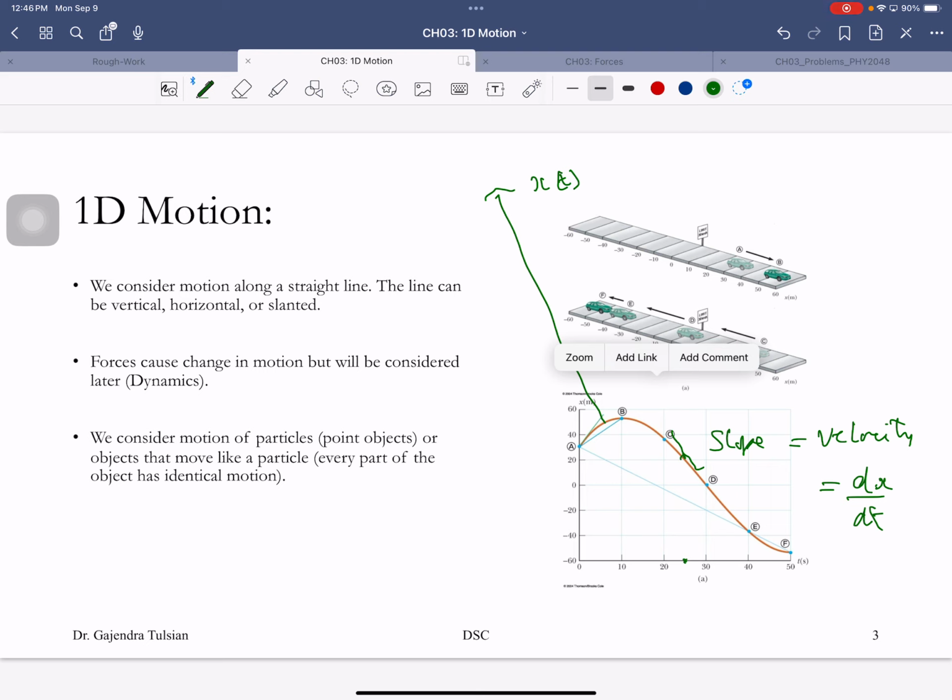All right. So we consider motion along a straight line. Forces cause change in motion. Forces change velocity, and we'll study that later. That subject is called dynamics. We consider motion of a particle, point objects, or objects that move like a point. That is, every part of the object has identical motion.